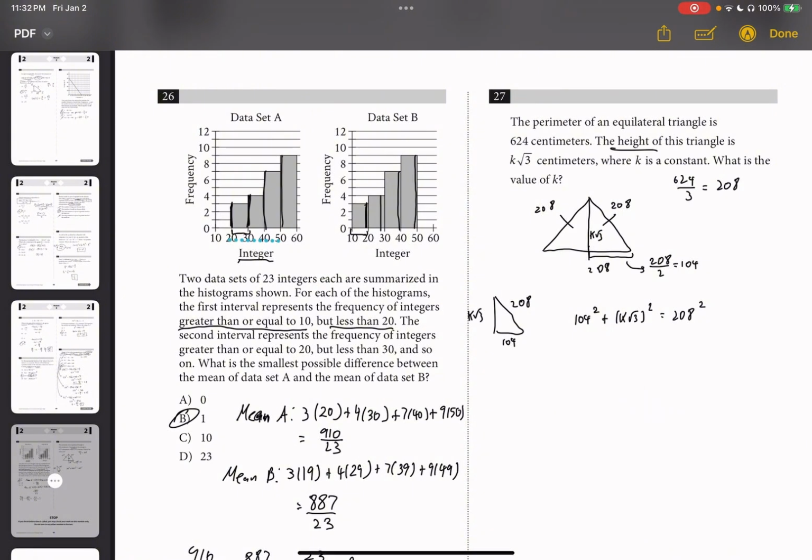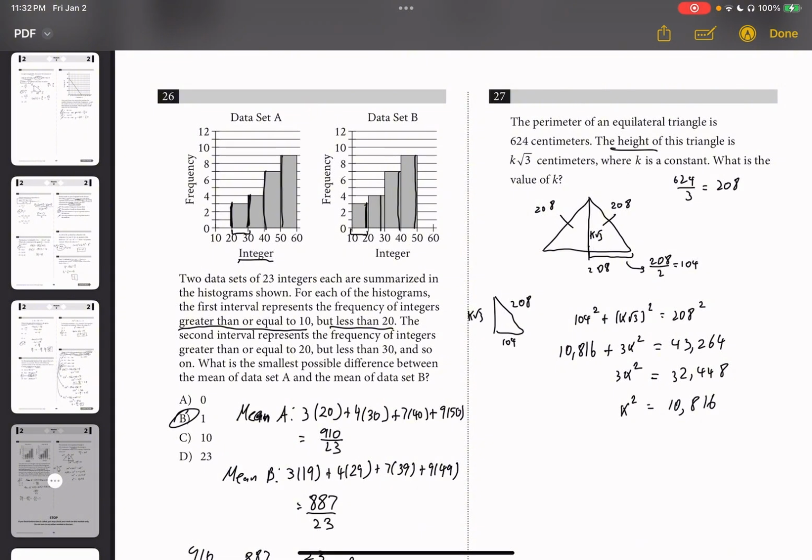So, simplifying this, we get 10,816 plus 3k squared is equal to 208 squared, which is 43,264. And we're gonna subtract 10,816. So it's gonna give us 32,448, which is equal to 3k squared. We're gonna divide this side by 3. It's going to give us k squared is equal to 10,816.